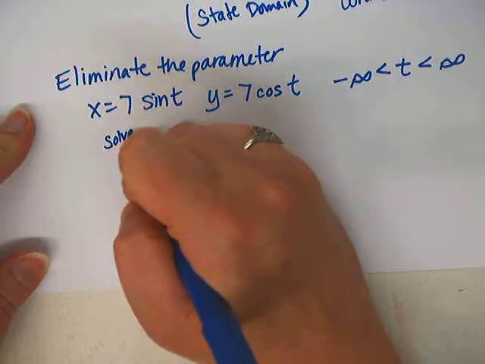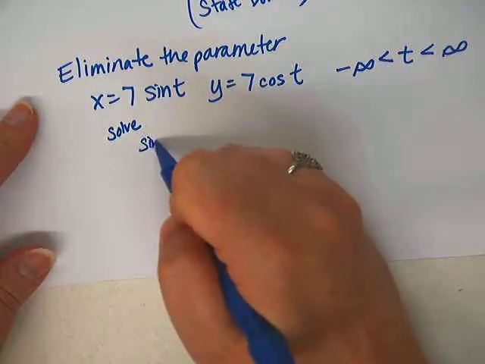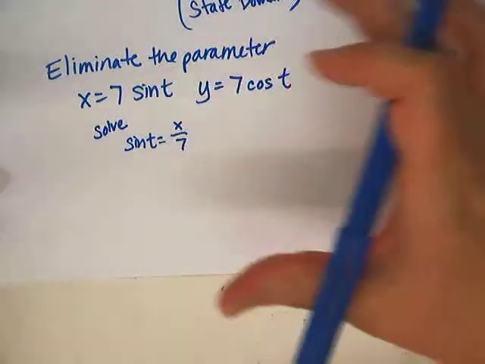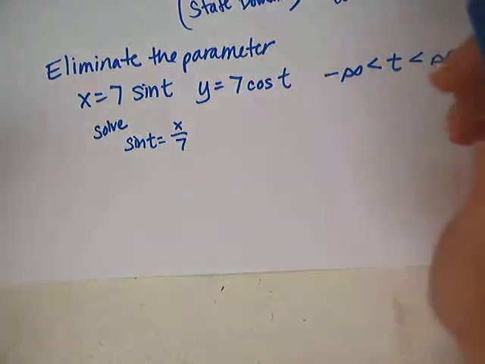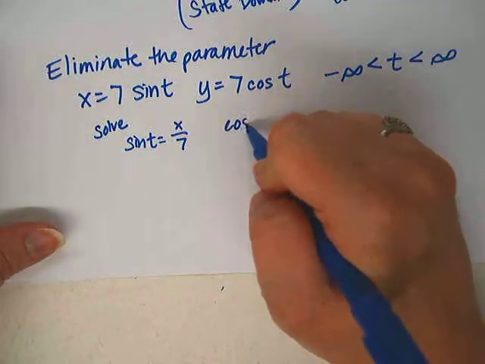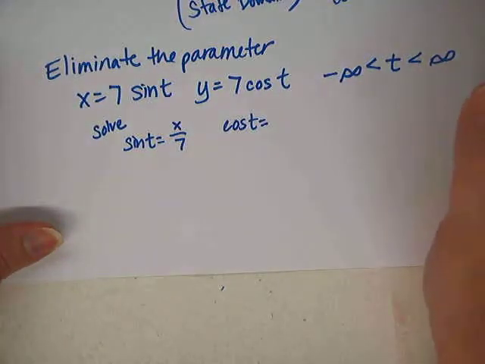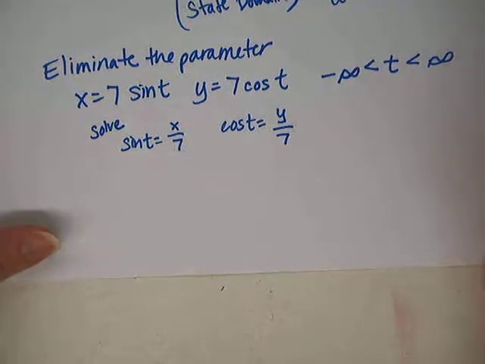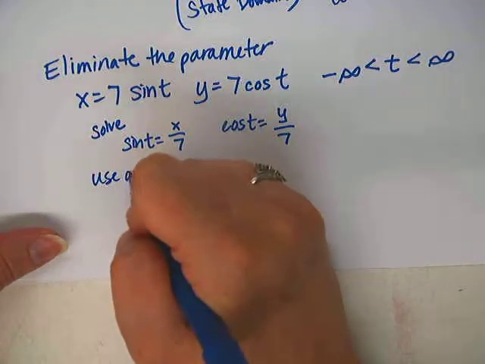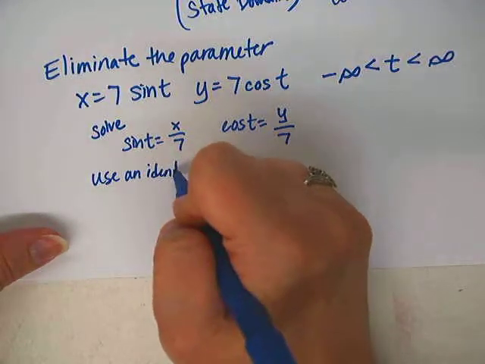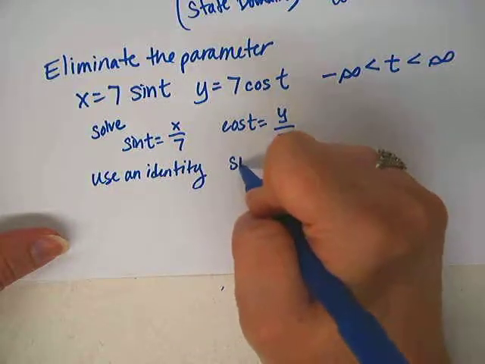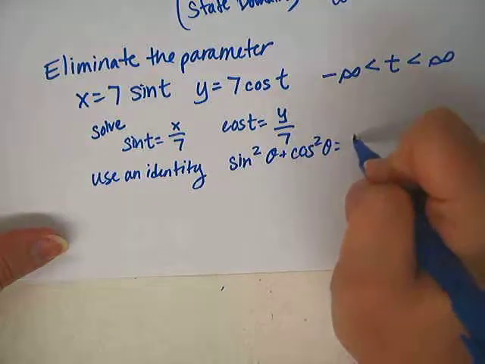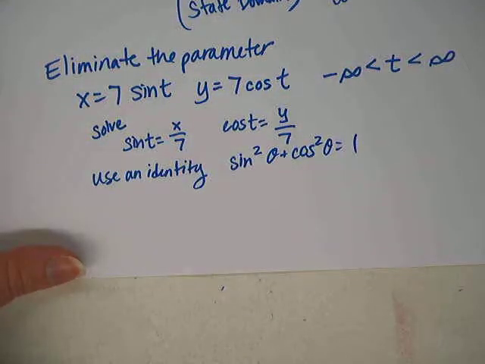Okay, so let's solve this one so that it's sine t equals x divided by 7, and then we're not going to worry about doing an inverse to get t by itself. And then we're going to solve this one for cosine t, so cosine t would be y divided by 7. And then we're going to use an identity. You knew this had to fit into trig somehow. Sine squared theta plus cosine squared theta equals 1.